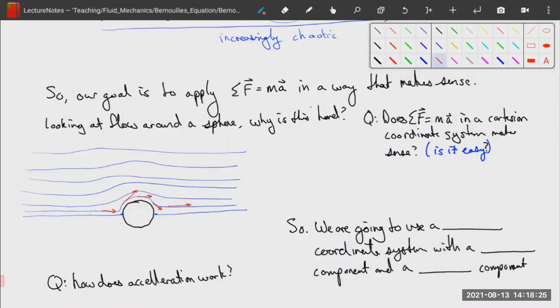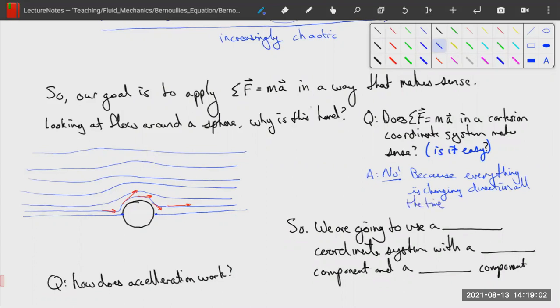So does F equal ma in a Cartesian coordinate system make sense? In other words, is it easy? And the answer to that is no. And the way I would phrase this, remember, if we're doing active learning, this is a great opportunity for you to phrase it in your own way. No, because everything is changing direction all the time.